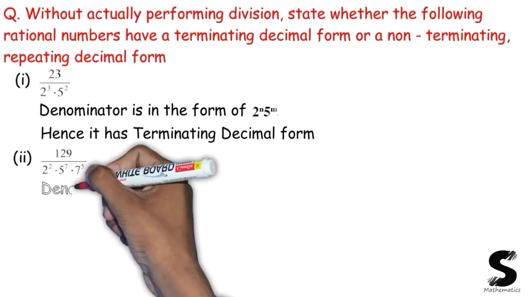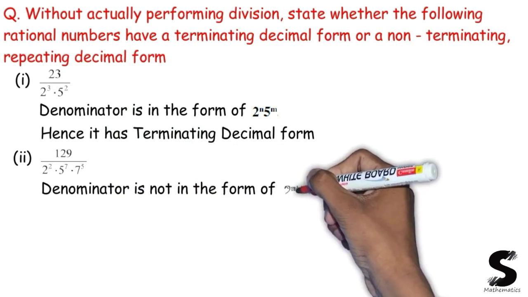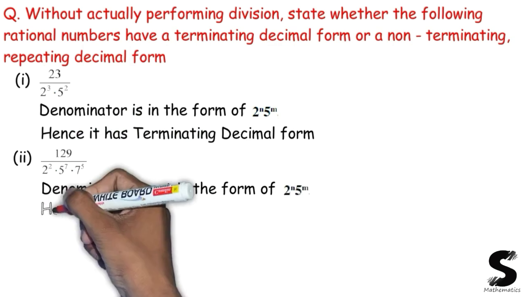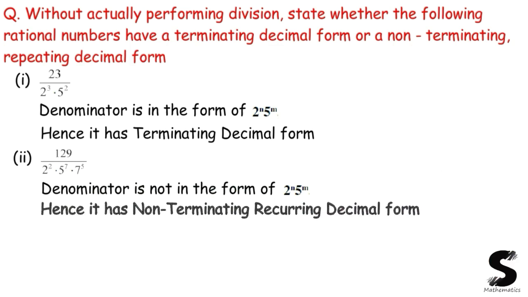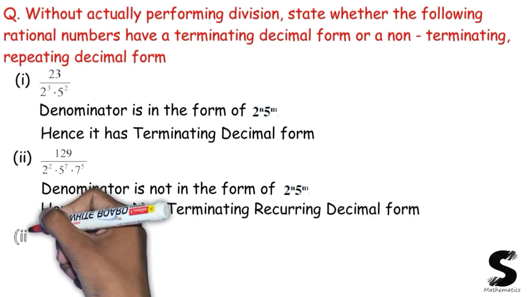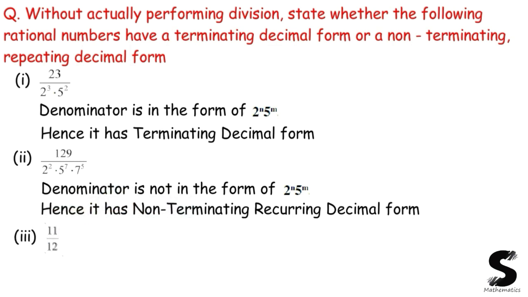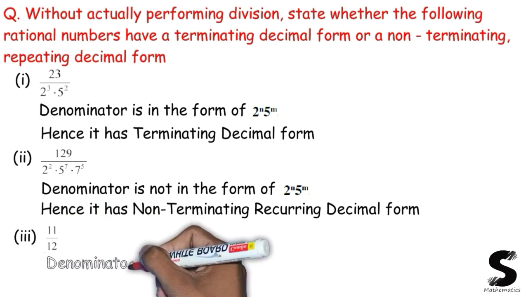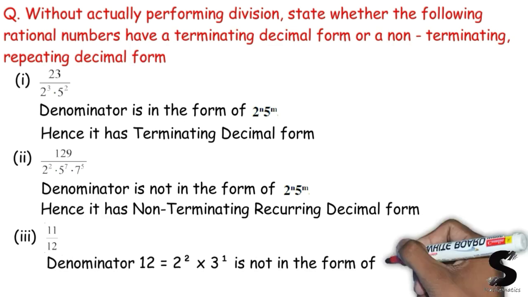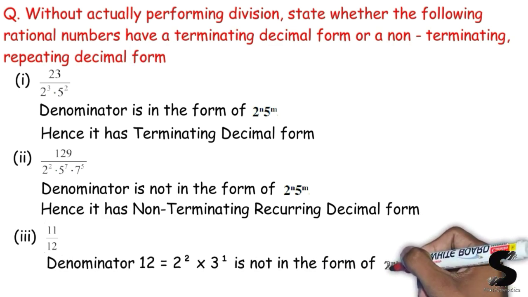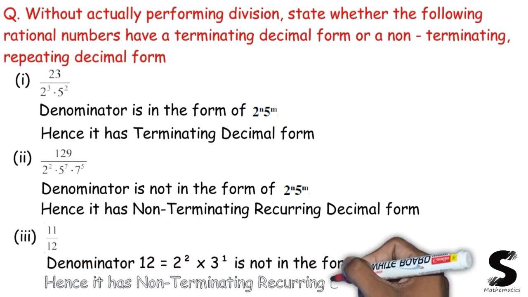Yes, you're right. The denominator is not in the form of 2 power n into 5 power m. By the known theorem, it is non-terminating repeating decimal form. Hence, it has non-terminating recurring decimal form. Question number 3. 11 by 12. The denominator 12 is equal to 2 square into 3 power 1, which is not in the form of 2 power n into 5 power m. Hence, it is also non-terminating recurring decimal form.